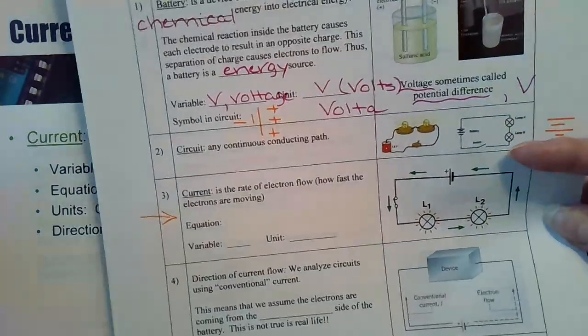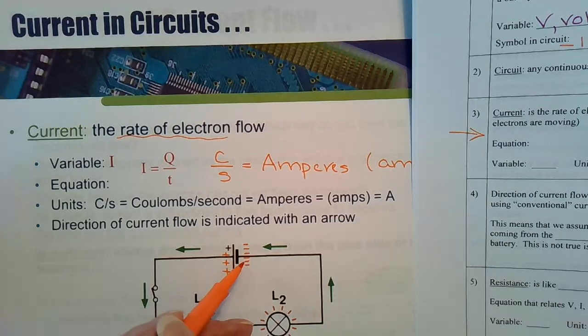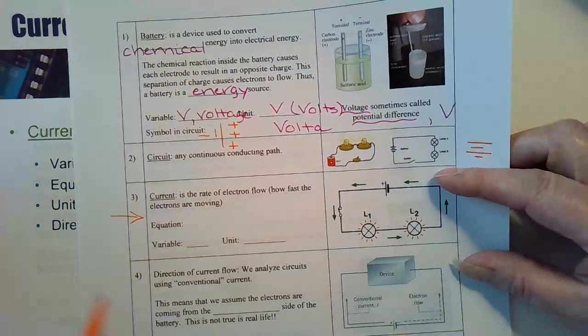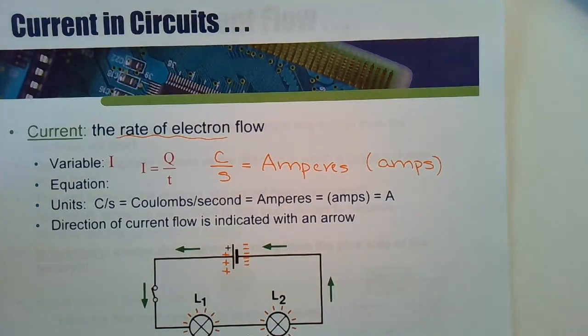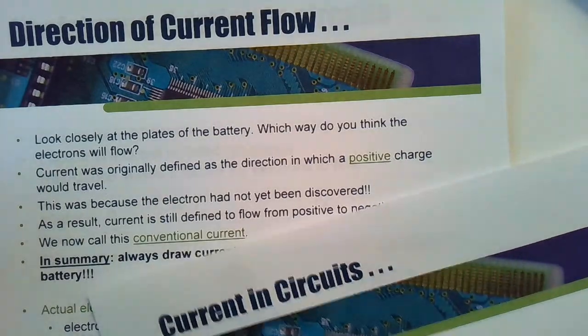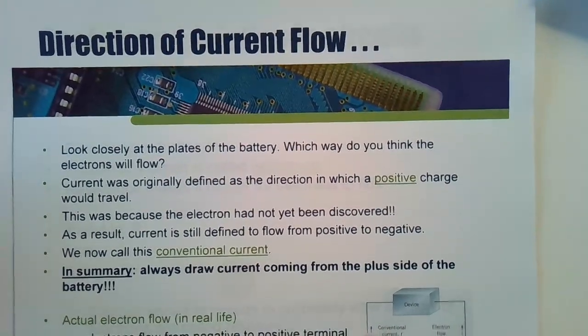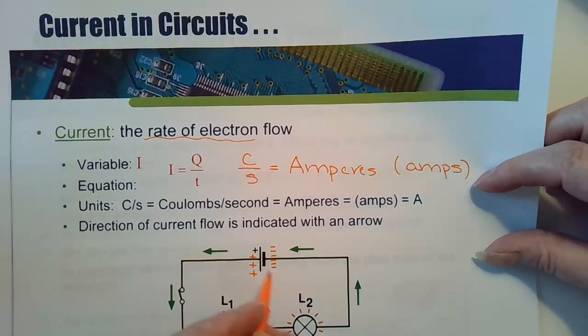All right, I don't know if you've noticed it though. When I was talking about the electrons and I said that they go this way, the arrows in the circuit are pointing the other way. So we're now talking about box number 4 on your notes here. And this is called the direction of current flow. So I'll explain it and then we can kind of come back here.